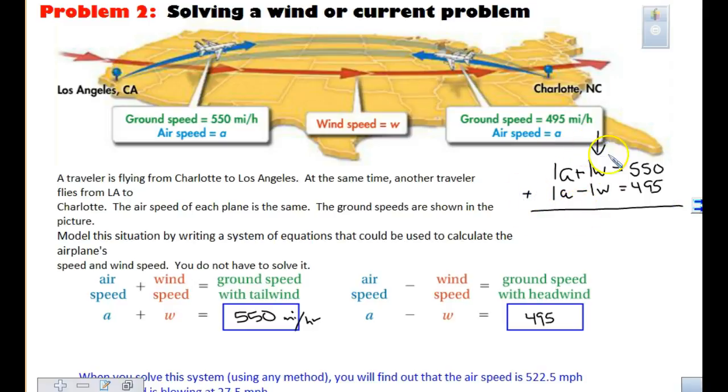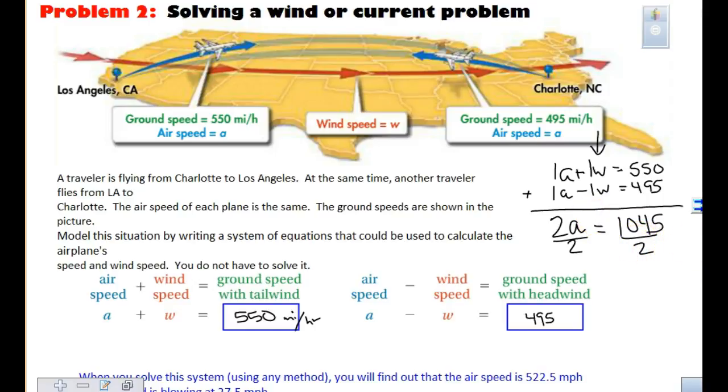Elimination. What happens to the wind speed? It cancels. How many A's do you have? And this is where people make the silliest mistake. You have 2A, and so many people say A equals, and they add these two together, and they're like, wow, they are going really fast. No, they are not going 1,045 miles an hour, right? You're dividing this. The airplane is not traveling at 1,045 miles an hour. That would not be any of our airplanes that you're seeing around here, right? So this one, we're going to divide it by 2.